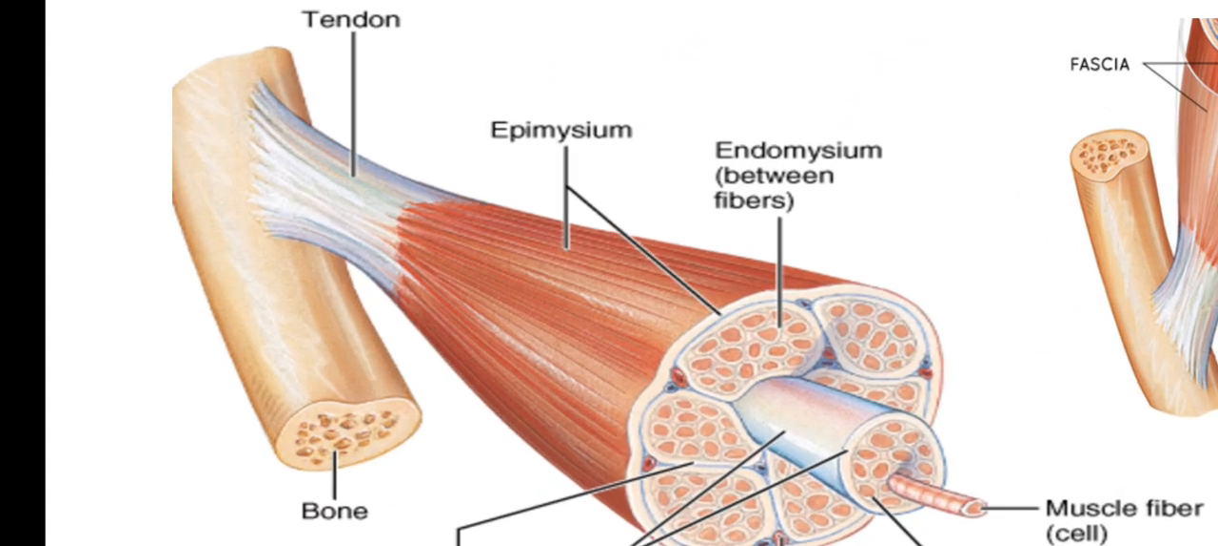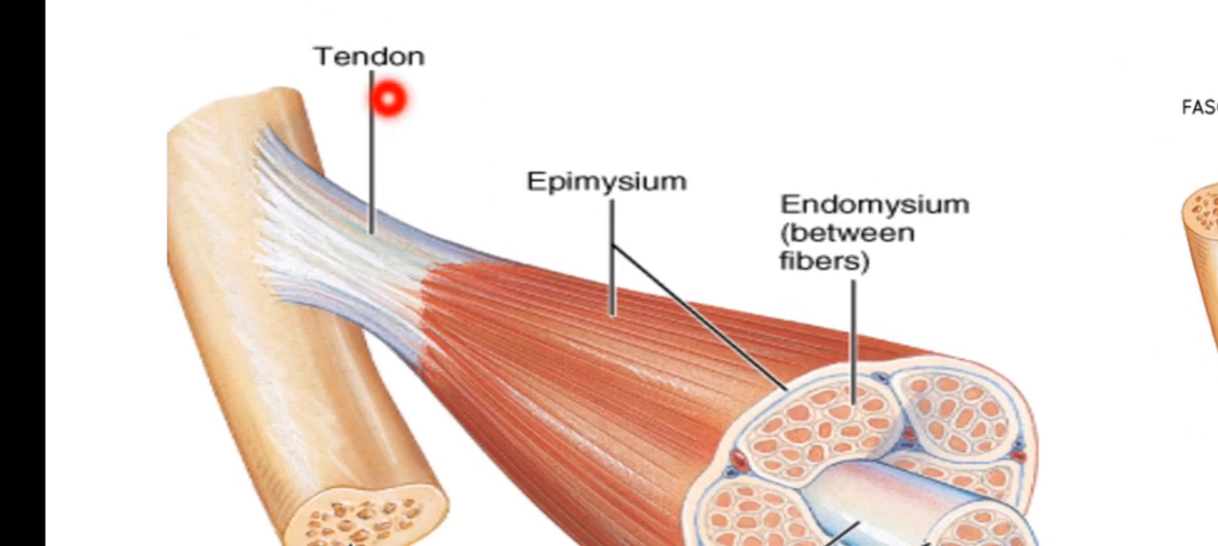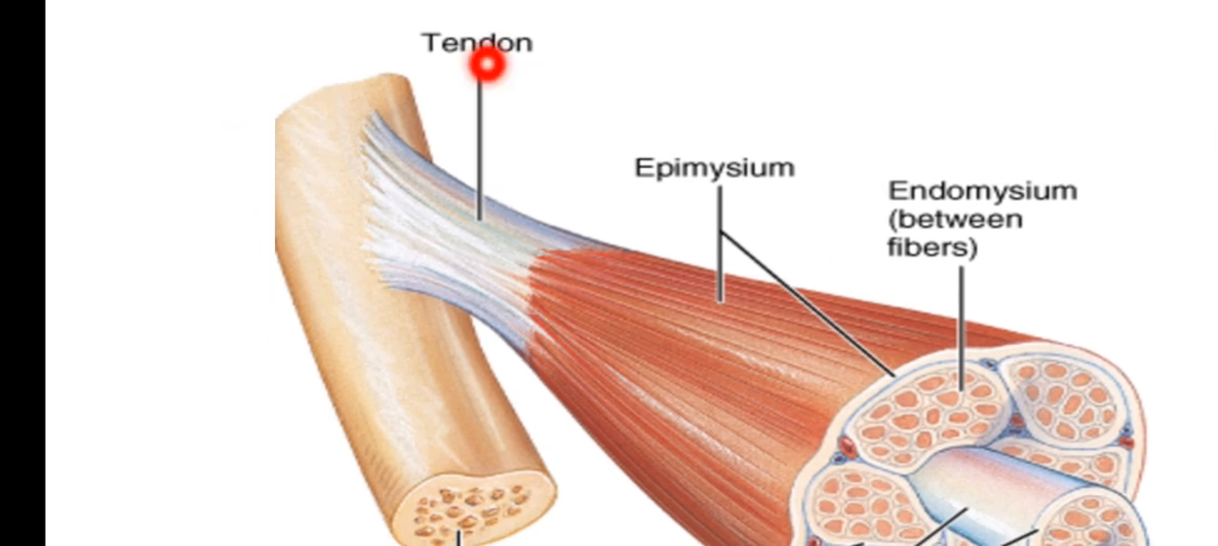Now, to start with, I'll just start with my simple structure there, which we call a tendon. Remember, a tendon is simply a type of connective tissue that basically connects a muscle to a bone. We call it a tendon. Bone to bone, we call it a ligament. But in this particular case, we're just talking about a tendon.